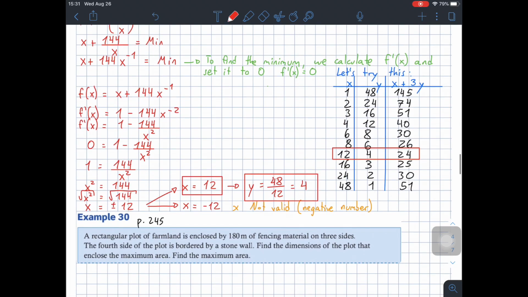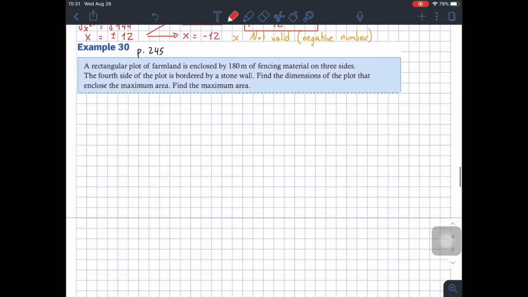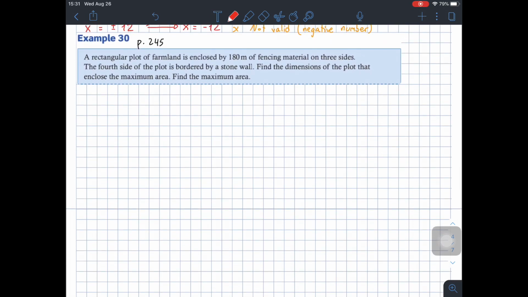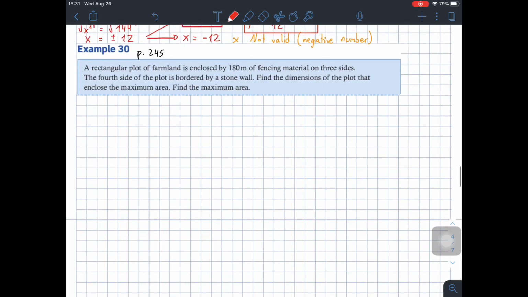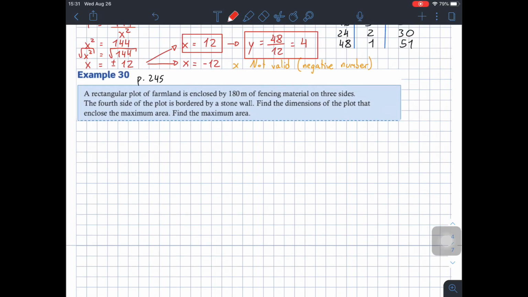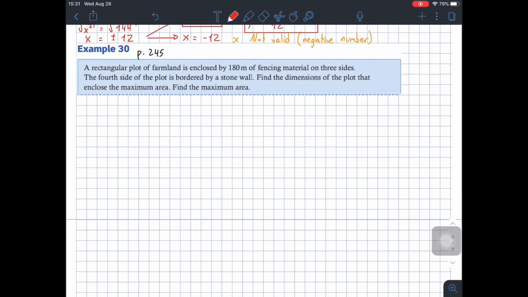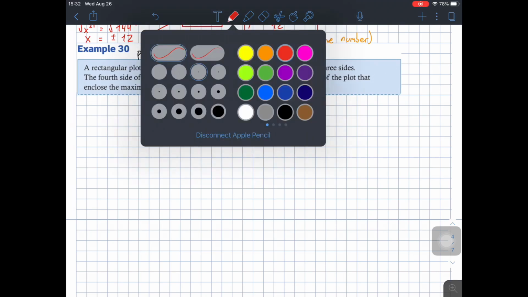Let's see another example to visualize this better. This is a more practical, real-life example. It says, a rectangular plot of farmland is enclosed by 180 meters of fencing material on 3 sides. The fourth side of the plot is bordered by a stone wall, so there's no need to put fence in that wall. Find the dimensions of the plot that enclose the maximum area. Find the maximum area. Okay, so if we do a sketch of the situation, in this particular problem, it's better if you do a sketch first of all.